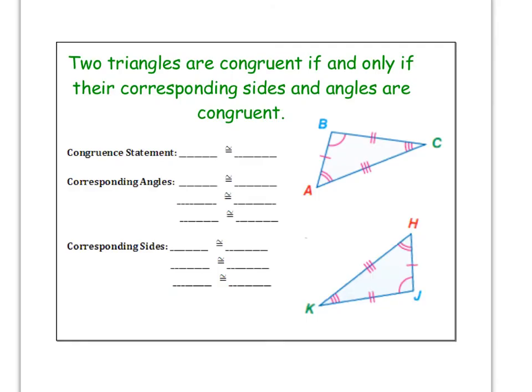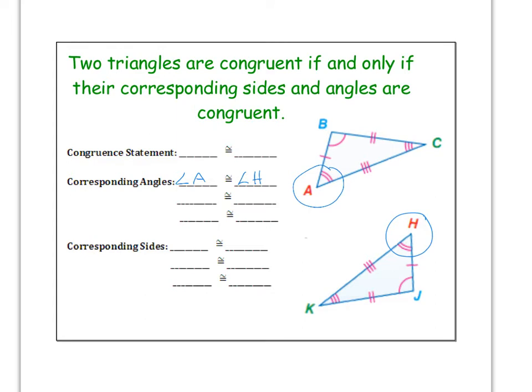Two triangles are congruent if and only if their corresponding sides and angles are congruent. So take a look at these two triangles on the right. We have triangle ABC and we have triangle KHJ, and we're going to try to figure out if they are congruent to each other. So for instance, look at angle A. Do you see how angle A has two marks, two little curves in there? Well, on the other triangle, angle H has two curves. And so angle A in one triangle is congruent to angle H in the other.